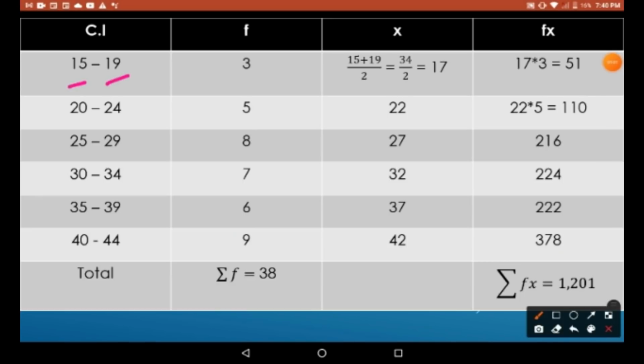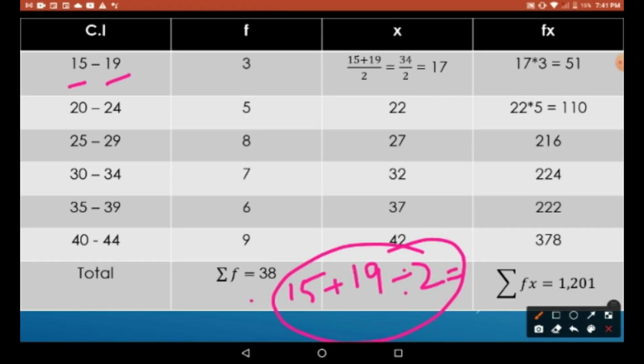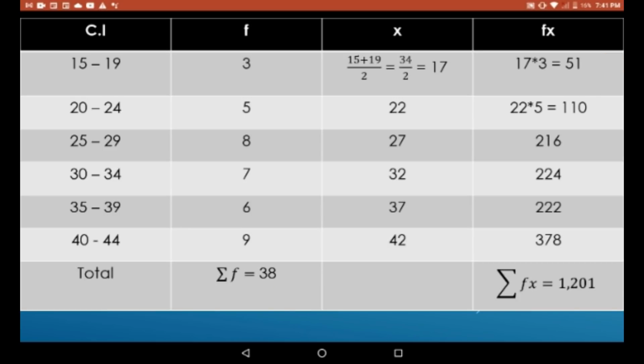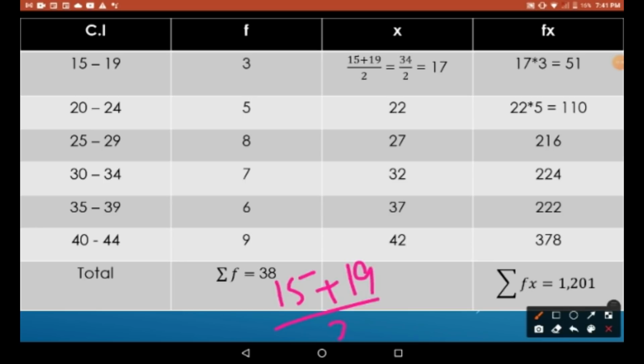15 plus 19, lower class limit plus upper class limit, and the answer should be divided by 2. If you have written 15 plus 19 divided by 2 in your calculator, the answer will be wrong. The correct way to write in the calculator is (15 plus 19) divided by 2. 15 plus 19 is 34 divided by 2. The answer is 17. You can see here.